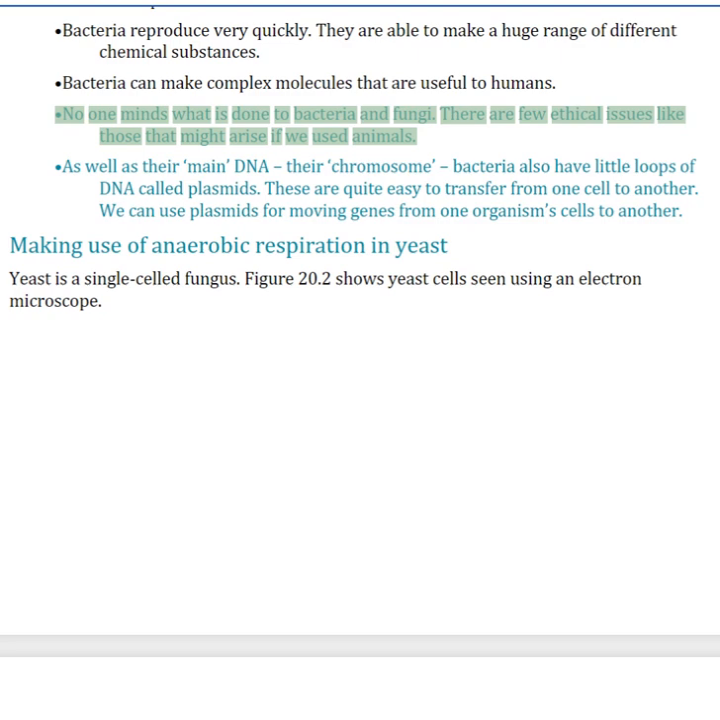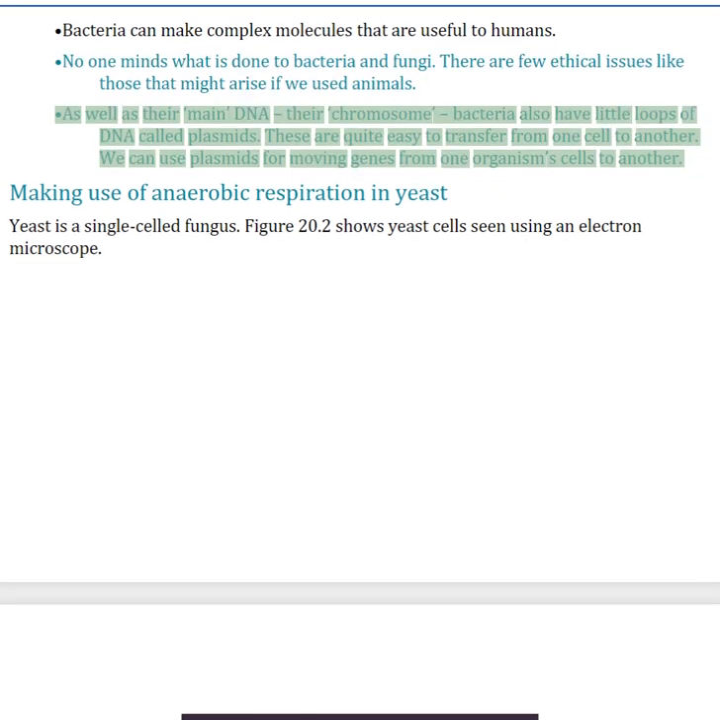No one minds what is done to bacteria and fungi. There are few ethical issues like those that might arise if we used animals. As well as their main DNA, their chromosome, bacteria also have little loops of DNA called plasmids. These are quite easy to transfer from one cell to another. We can use plasmids for moving genes from one organism's cells to another.